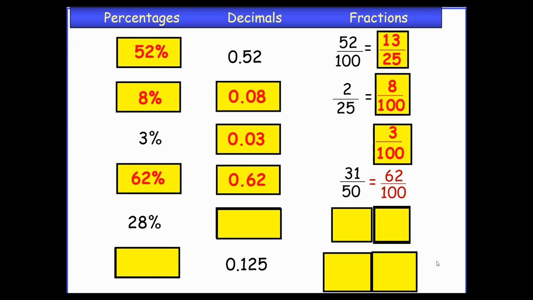28% is 0.28. 28% means 28 out of 100. What goes into both of them? You can half it, but actually you can divide it by 4. So we get 7 out of 25.